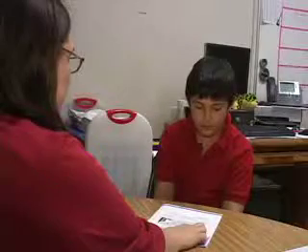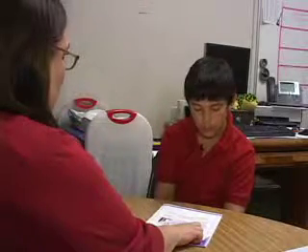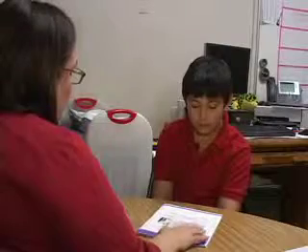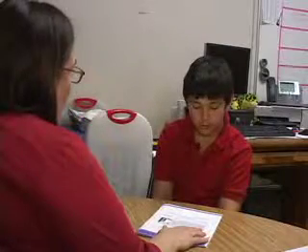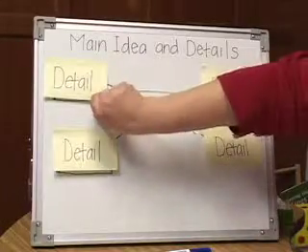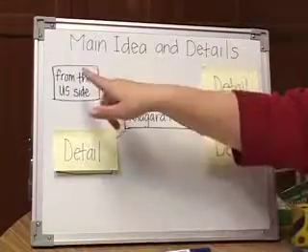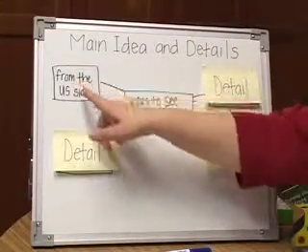Okay, can you read the second sentence? You can look at the falls from the United States side of the river. Can you give me a detail that would help me support ways to see Niagara Falls? How can we see Niagara Falls? From the United States side of the river. Okay. So I've written that as my first detail, from the U.S. side.